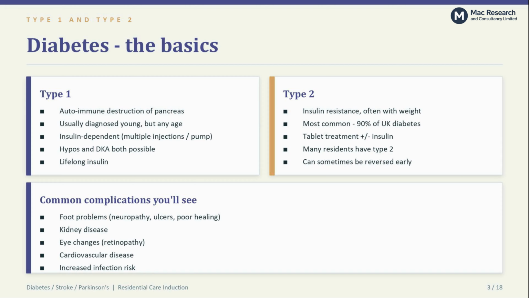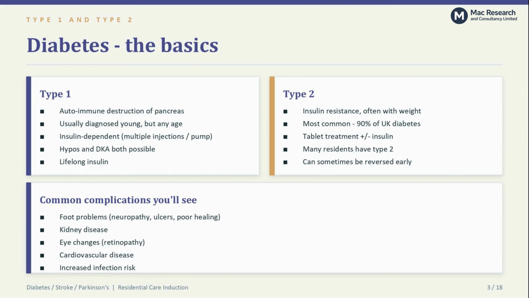care home populations. Common complications you will encounter: foot problems, neuropathy, loss of sensation, ulcers, poor healing. Foot care is critical. Small wounds can become limb-threatening. Kidney disease, increased risk of chronic kidney disease and kidney failure. Eye changes, diabetic retinopathy can cause blindness. Annual eye screening is recommended.